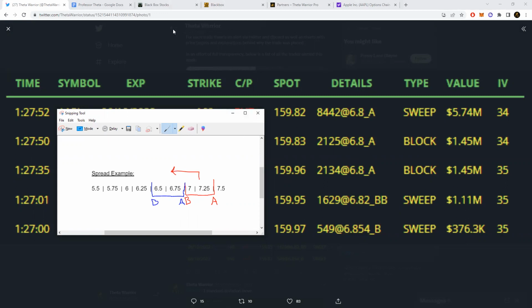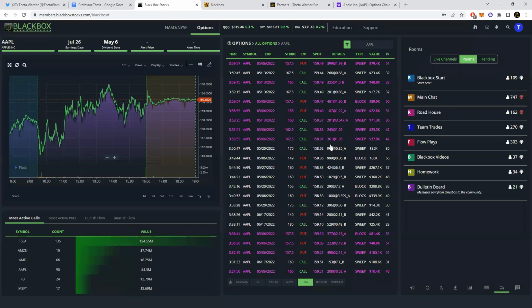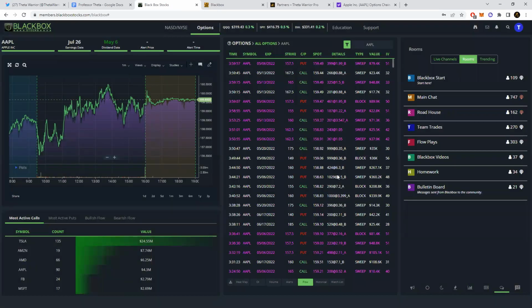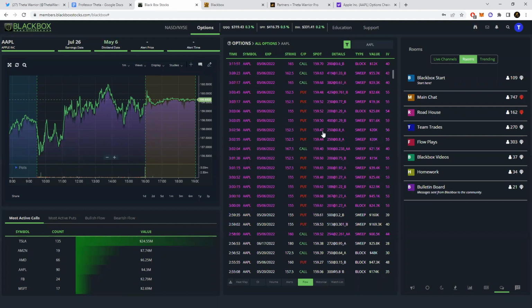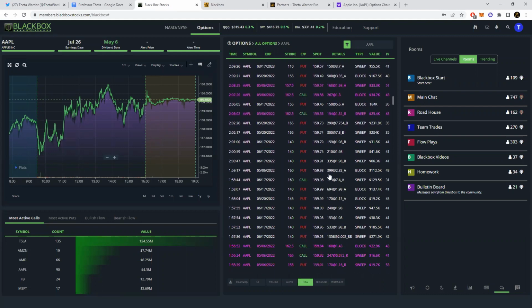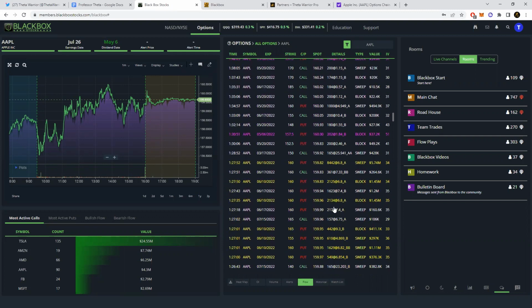And getting into why I think this is all the flow for Apple. You can look and see my filters. I'm looking at everything besides multi-leg, but I don't have anything else checked. So we're looking at it all: bid side, ask side, opening, closing, everything. Okay, scrolling down, obviously it's a ton of flow. And you'll see when we come up to it in a second, because it stands out, because it's yellow.